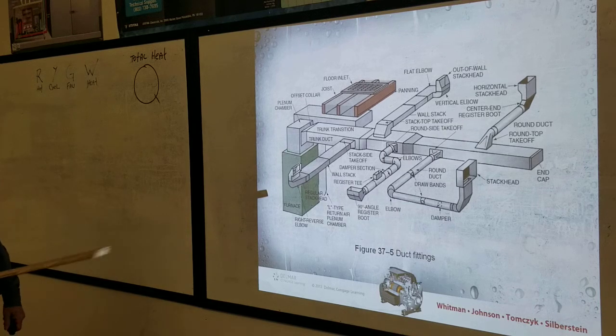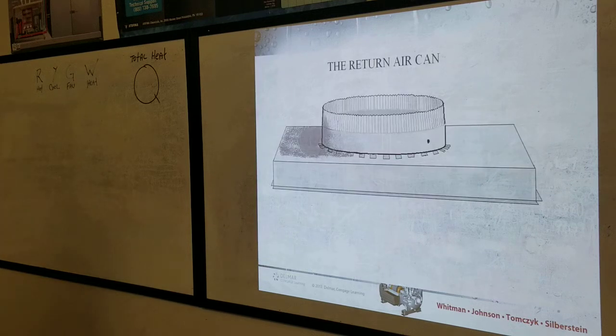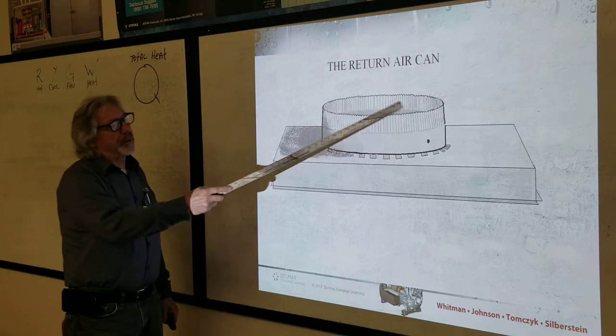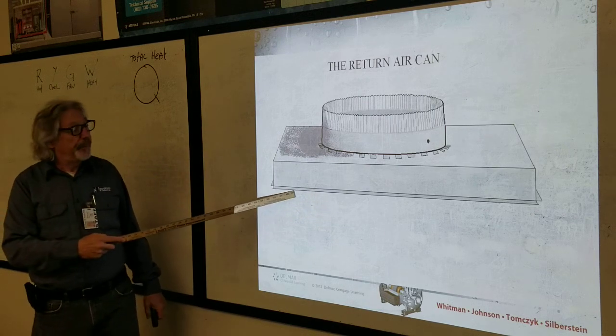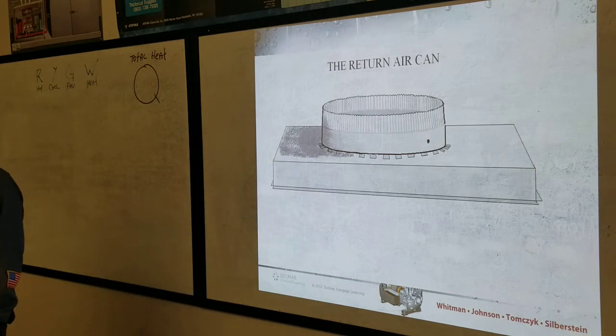Takeoff, I don't have an example of a takeoff, but some other stuff here. The return air grill, or the boot. It's actually a boot, because the duct sits on top of there, and the register grill screws onto the box itself. But this is called a return air can. Even though it's a boot, a big boot, it's a can. That's just what they call it here in present.